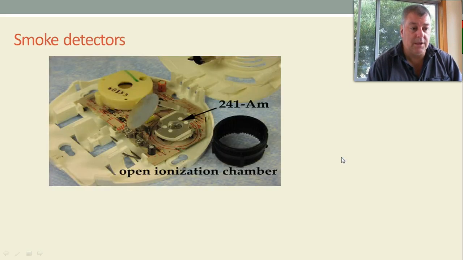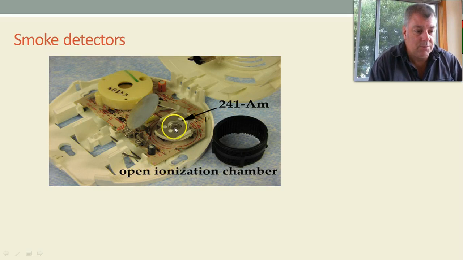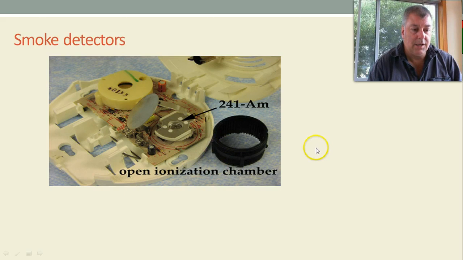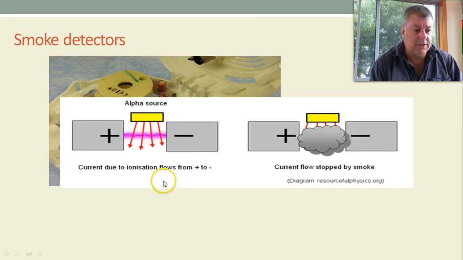Smoke detectors are another use. Now we've been using an americium-241 source, an alpha emitter, in our little pracs that we do, and so you've seen that this is a partially dismantled smoke detector, and the americium would be there protected by various layers, and we can see how does it actually detect smoke. Well, pretty simply really.